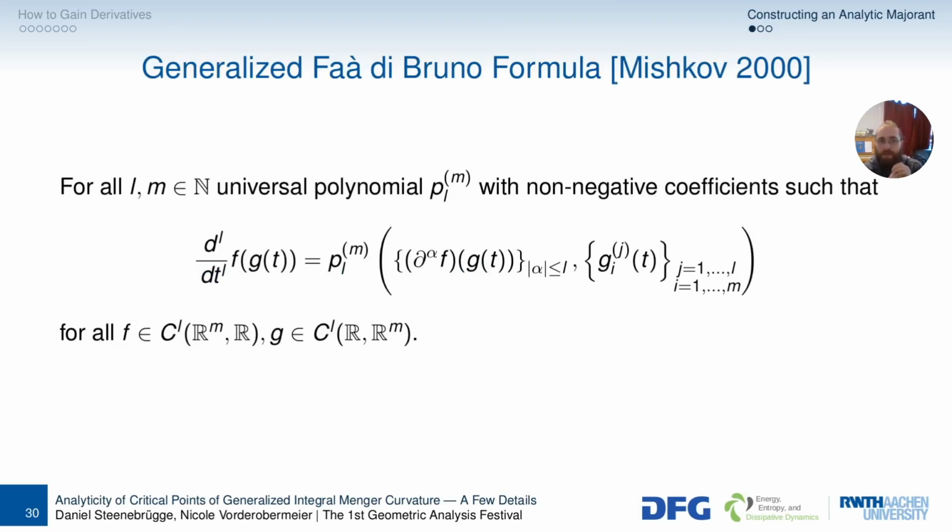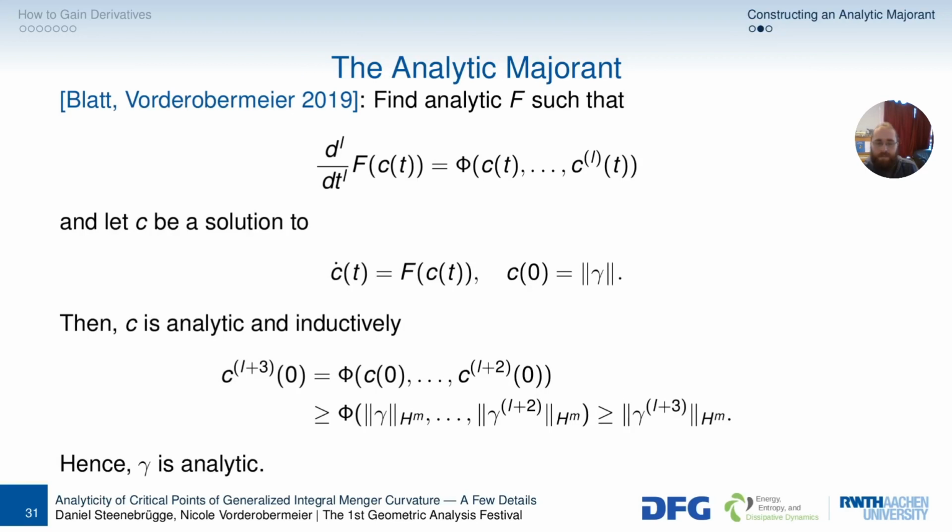So, for all natural numbers L and M, there's a universal polynomial with non-negative coefficients. It's important so that we can use monotonicity, such that the alpha derivative of f applied to g is equal to this polynomial applied to the alpha derivative of f at point g of t and the jth derivative of the ith component of g. So this is just a chain rule in a very complicated setting. And of course this works for all f and g, which are differentiable enough. And with this formula we can work on.